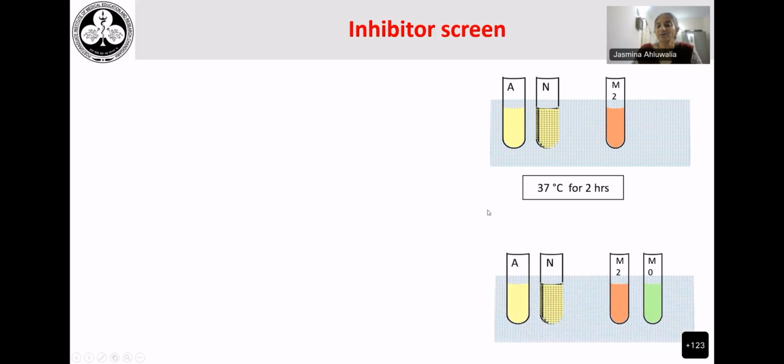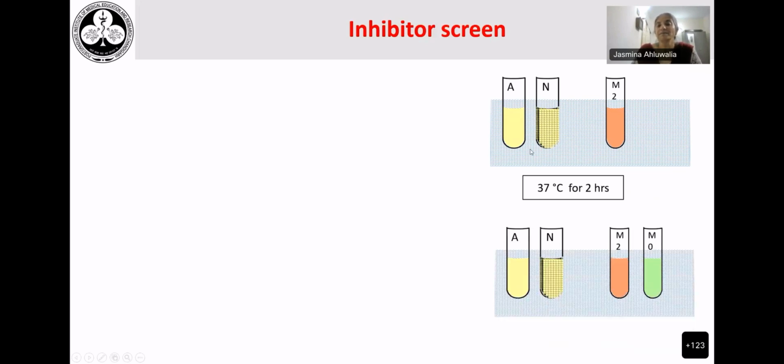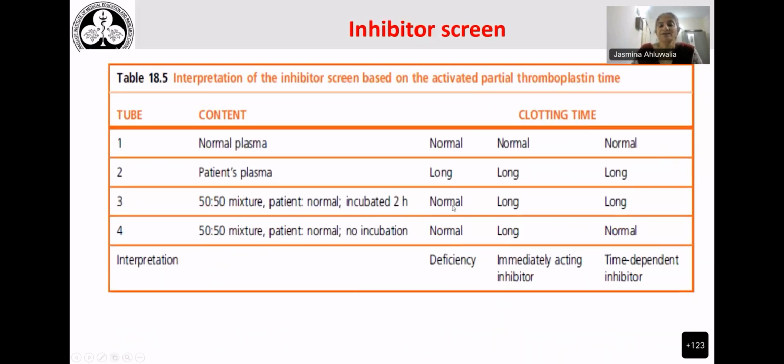After that, at the end of 2 hours, we make a fresh mixture by using this abnormal and the normal pool plasma and do the APTT of all 4 tubes. If the APTT of the immediate mix and the incubated mix corrects, that means there is no inhibitor. It's only a factor deficiency. If, however, the clotting times of both tubes are prolonged, that means there's an inhibitor which is acting immediately and doesn't need incubation to manifest itself. Whereas if the immediate mix shows correction and after incubation the clotting time prolongs, then it's a time-dependent inhibitor.